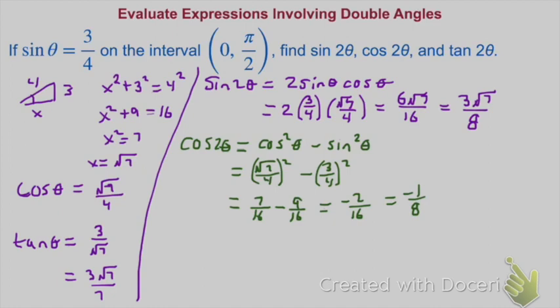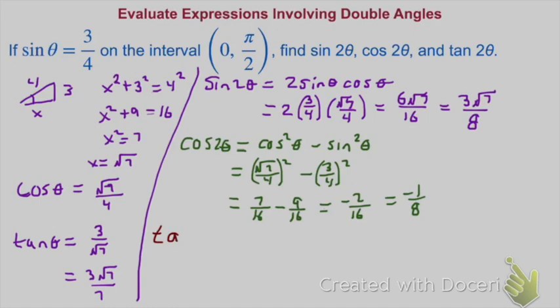All right, so we found our first two. Now we have to do tangent. And there's two different ways to do this. You could just take your sine of 2 theta over your cosine of 2 theta. Do it that way. That's one way. It's probably the easiest way. So let's do it that way.